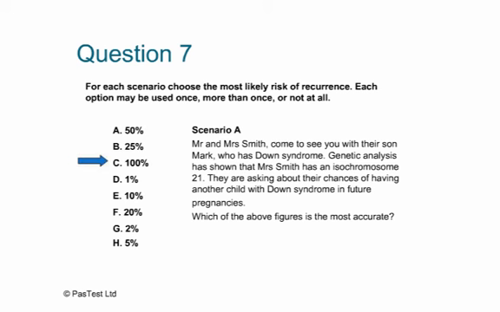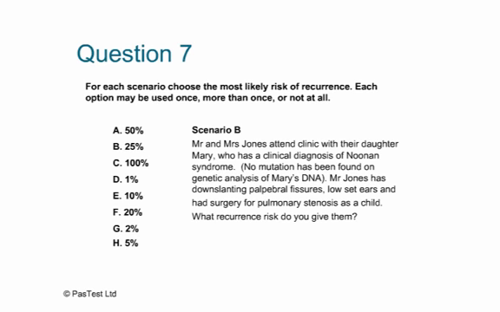Scenario B. Another couple attend the clinic with their daughter, who has a clinical diagnosis of Noonan syndrome. In this situation, we are told that there's been no mutation found, and so this is a purely clinical diagnosis. However, we're also told that Mr. Jones, the father of Mary, you note has down slanting palpebral fissures, low-set ears, and has told you that he had surgery in the past for pulmonary stenosis. Now, hopefully you'll have some familiarity with Noonan syndrome and know that the characteristics we've been told about in Mr. Jones are features of this syndrome.